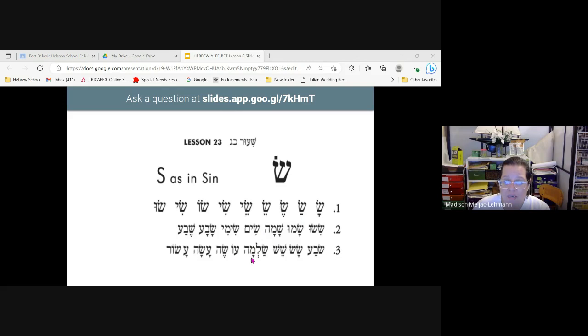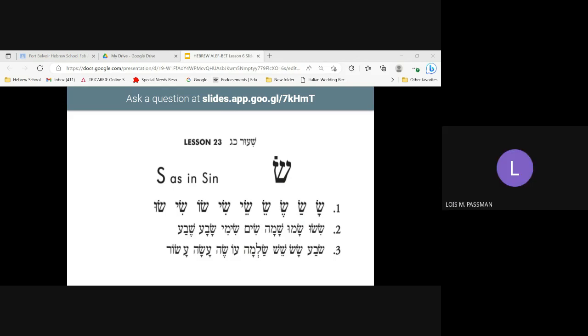And so let's do line 3. Okay, let's go 1, 2, 3. It's the fourth one in the middle that has a lamed. Let's try that one.